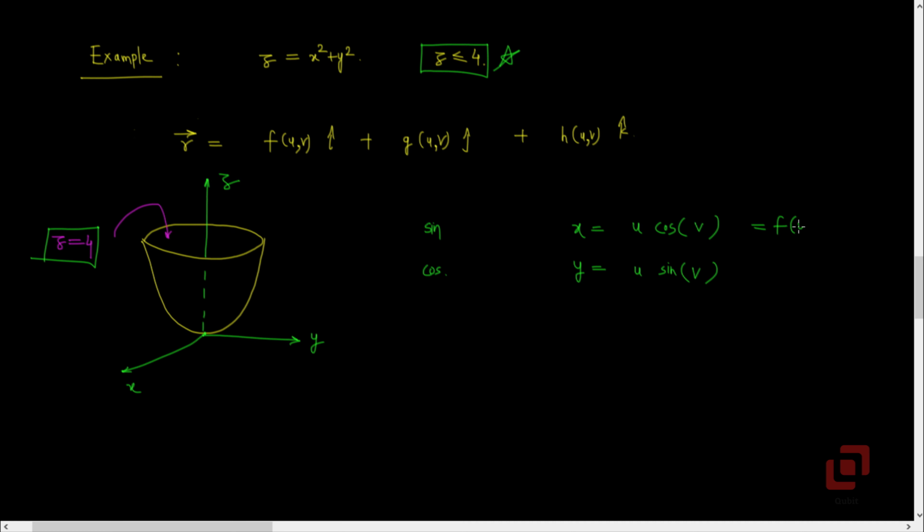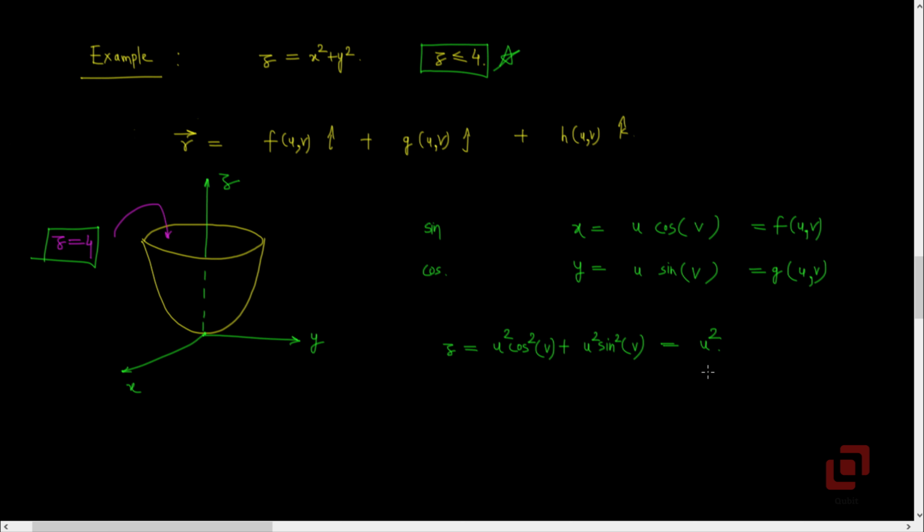So f of u comma v is u cos v and g of u comma v is u sin v. Let us now try to express z in terms of the parameters u and v. z equal to x squared, so u squared cos squared v, plus y squared, which will be u squared sine squared v. Taking u squared common, we will get cos squared v plus sine squared v equal to 1. Therefore, z is equal to u squared.